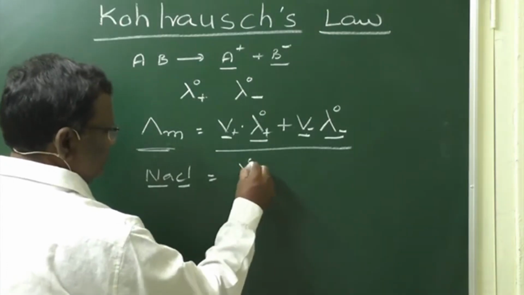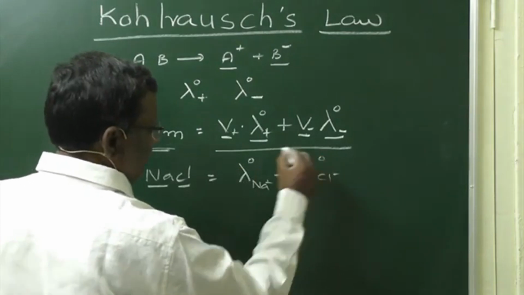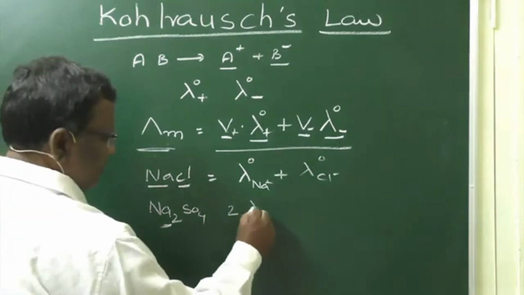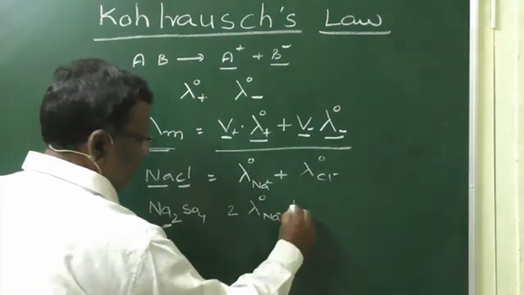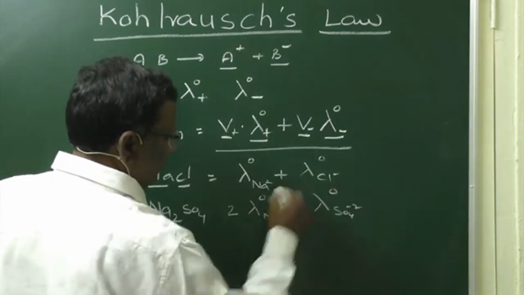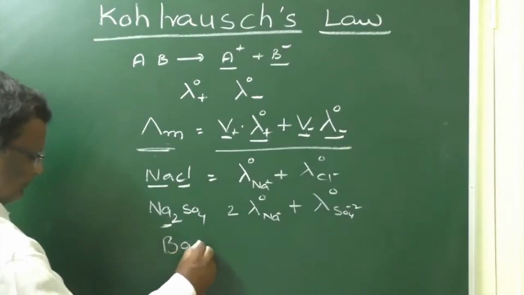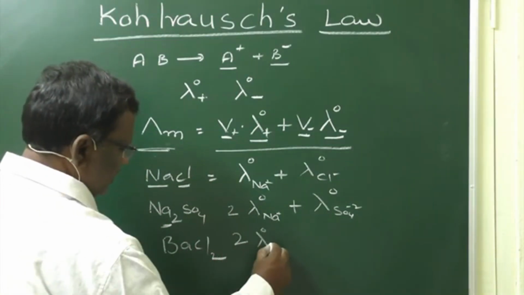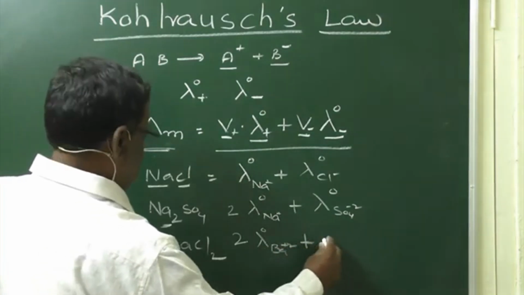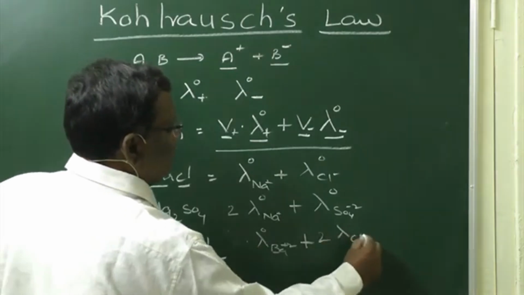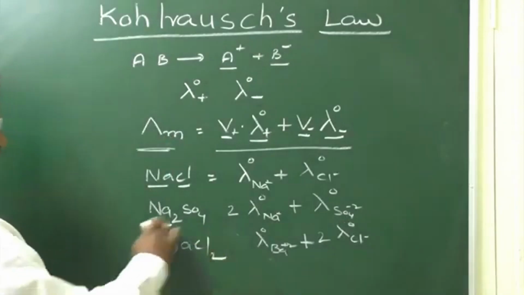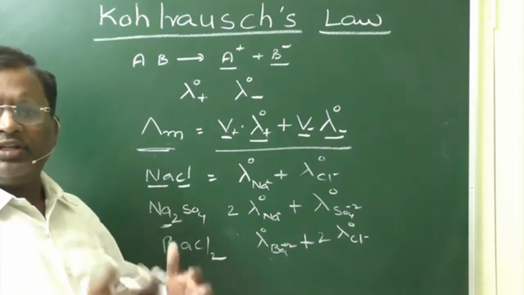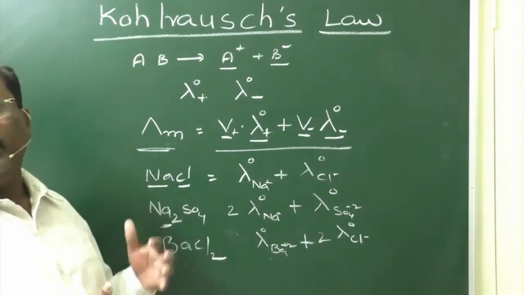So, the molar conductivity of NaCl at infinite dilution is lambda Na plus plus lambda Cl minus. For Na2SO4, 2 Na plus ions are there. So, 2 into lambda Na plus at infinite dilution plus lambda SO4 2 minus at infinite dilution. If it is BaCl2, 1 cation and 2 anions are there. So, in such a case it is lambda naught of Ba 2 plus plus 2 into lambda naught of Cl minus. So, in that way you can get the molar conductivity. The molar conductivity is nothing but the sum of the conductivities of the total ions present at infinite dilution.